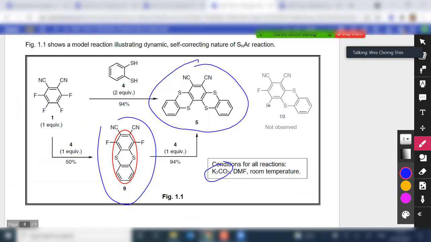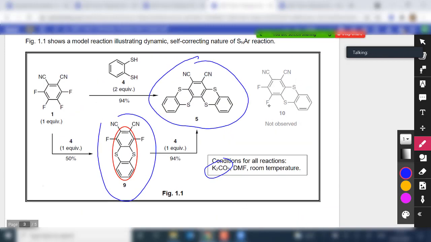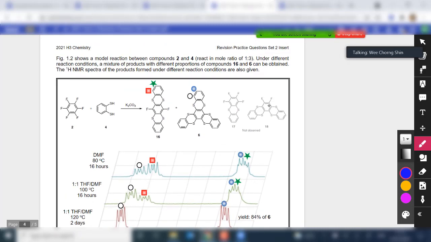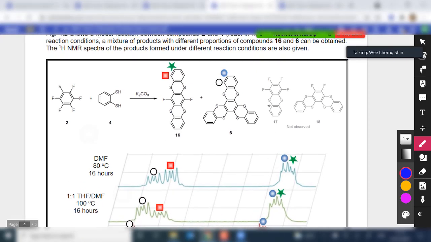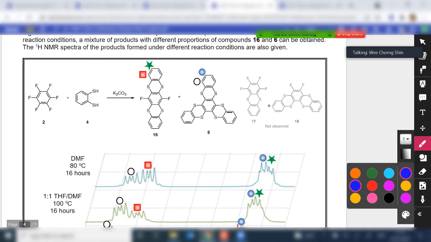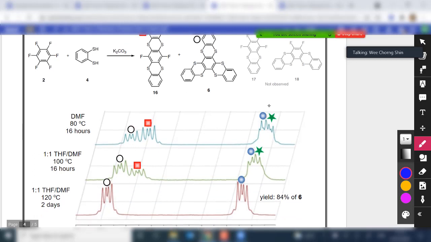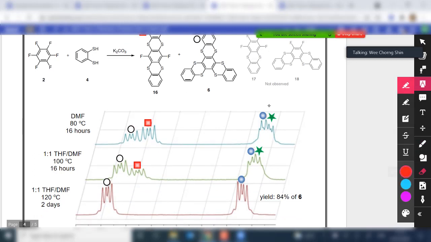The NMR is here. Actually, for this question we just need a very simple response. All we need you to do, based on your basic understanding of what kinetic and thermodynamic product is, is look at temperature. The temperature is the main thing we focus on here. So you see that we start off with 80 degrees Celsius, 16 hours. Then after that, we increase it to 120 degrees Celsius, 2 days. Then of course, if you want, you can look at 100 degrees Celsius, 16 hours as well.